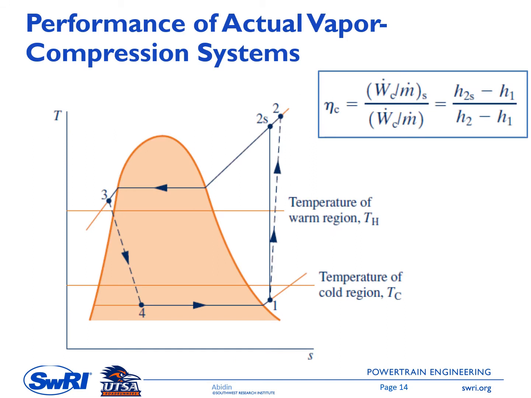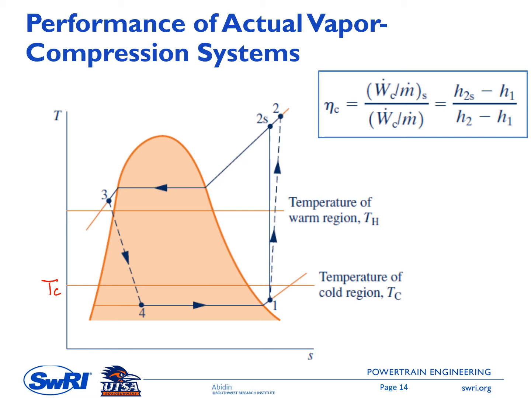The next topic is looking at performance of actual vapor compression systems. The first one is to enable a heat transfer between the cold region and the working fluid. So we need to have a delta T. In this case, the working fluid temperature must be lower than the cold region temperature, TC. You can see in this TS diagram that the temperature inside the evaporator from the working fluid must be lower than TC.